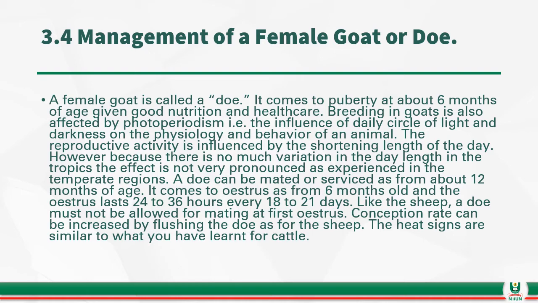A doe can be mated or serviced from about 12 months of age. It comes to estrus from 6 months of age, and the estrus lasts 24 to 36 hours every 18 to 21 days. Like the sheep, a doe must not be allowed to mate at first estrus. Conception rate can be increased by flushing the doe as for the sheep. The heat signs are similar to what you have learned for cattle.